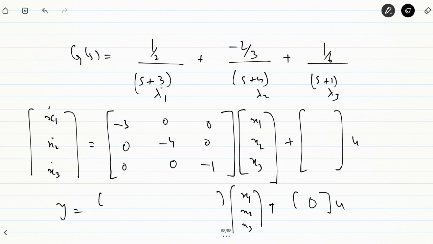जो हमारा ओरिजिनल इक्वेशन था उसमें डिनोमिनेटर s माइनस लैम्डा 1 था, that means lambda 1 is actually minus 3. ऐसे ही आपका जो जॉर्डन कैनोनिकल फॉर्म B मैट्रिक्स है, it is 1, 1 and 1, while the C matrix is r1, r2, r3, that means numerator के जो कोएफिशिएंट्स हैं: 1 by 2, minus 2 by 3 and 1 by 6. So this is your Jordan canonical form of this transfer function.